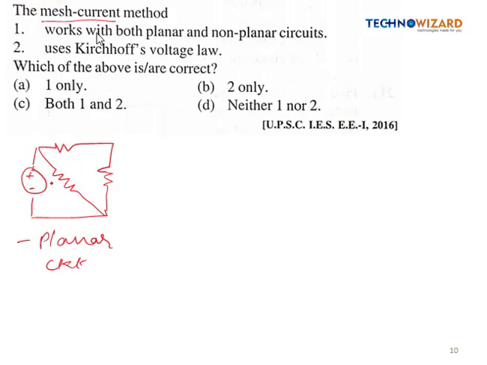But if there is overlapping of branches and we can't simplify it to a planar network, then that network will be considered as non-planar, and non-planar circuits are solved by nodal, right? So for solving the non-planar circuits we use nodal. Mesh is only applicable with the planar, right?